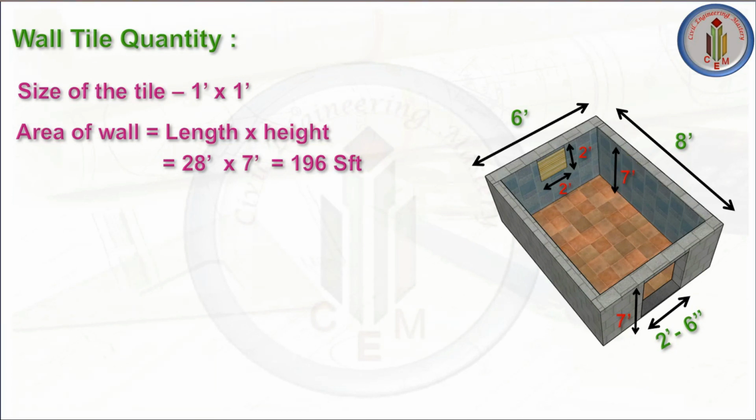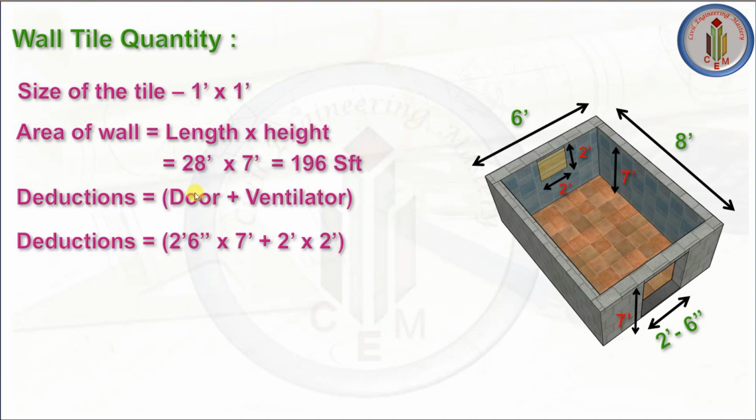Usually the room height will be 10 feet. Some people would like to place tiles only up to 7 feet height. Some people would like to place the tiles for the entire room height, that is around 10 feet height. So it depends on the client or however they want. If they want to place 10 feet height, you can use 10 feet instead of 7 feet here.